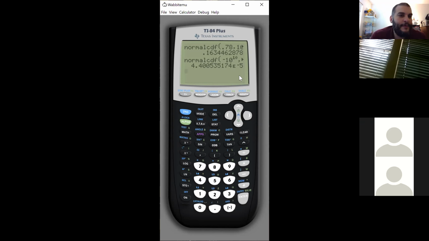All right. But any questions so far? I got 4.4 e to the negative 5. So it's going to be like 0.00004. Yes, that makes a lot more sense than 440%. Exactly. Okay, so I'm going to switch over to the notes so you can see how to convert scientific notation into standard notation.